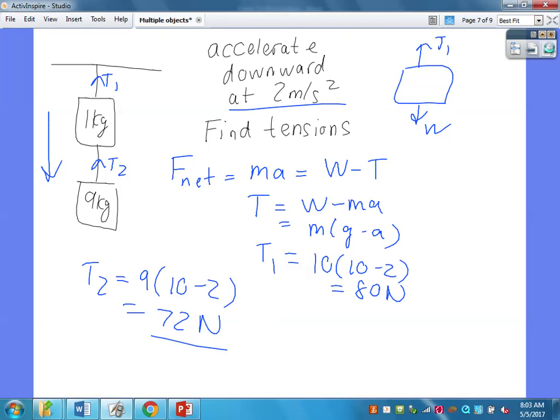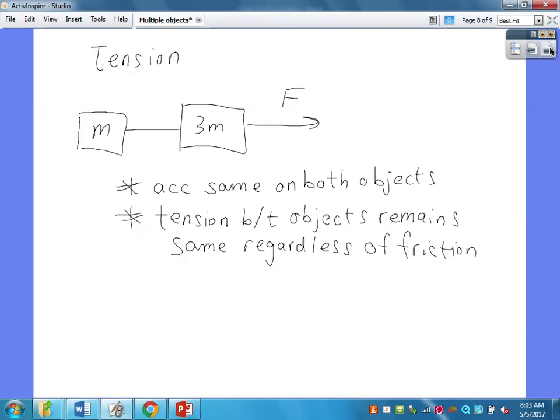Last example that I have here is, what about tension if you're pulling two objects horizontally? Exact same thing as the initial problem. The acceleration will be the same on both objects. The only big thing is that the tension between the objects will remain the same regardless of the friction involved. All right? Check.